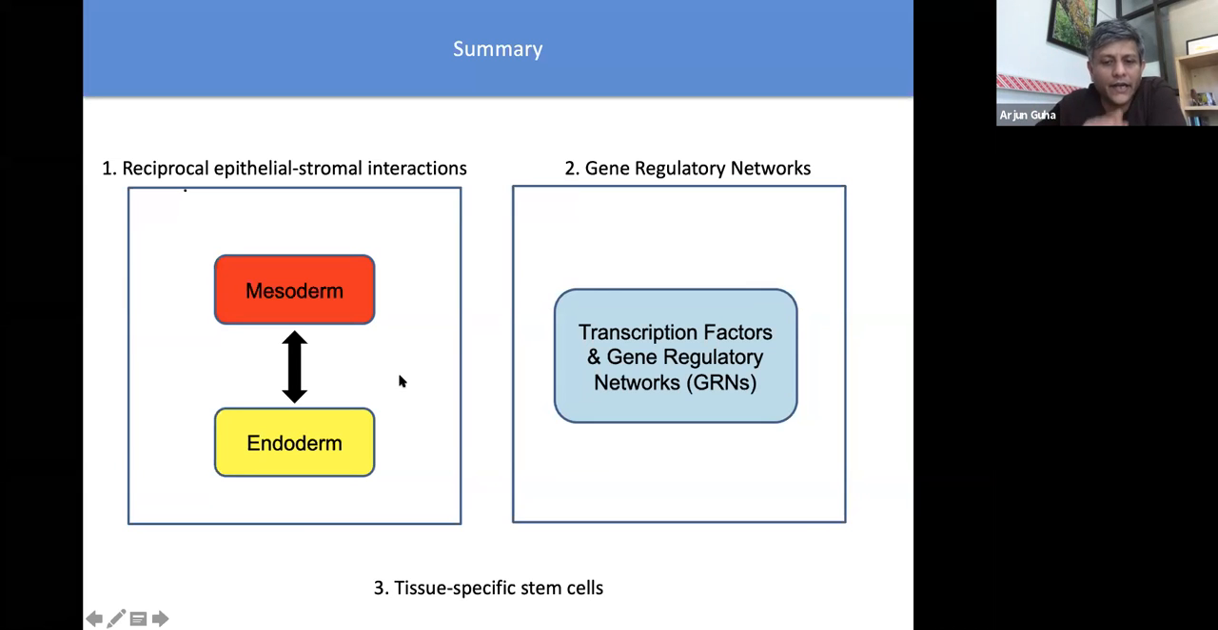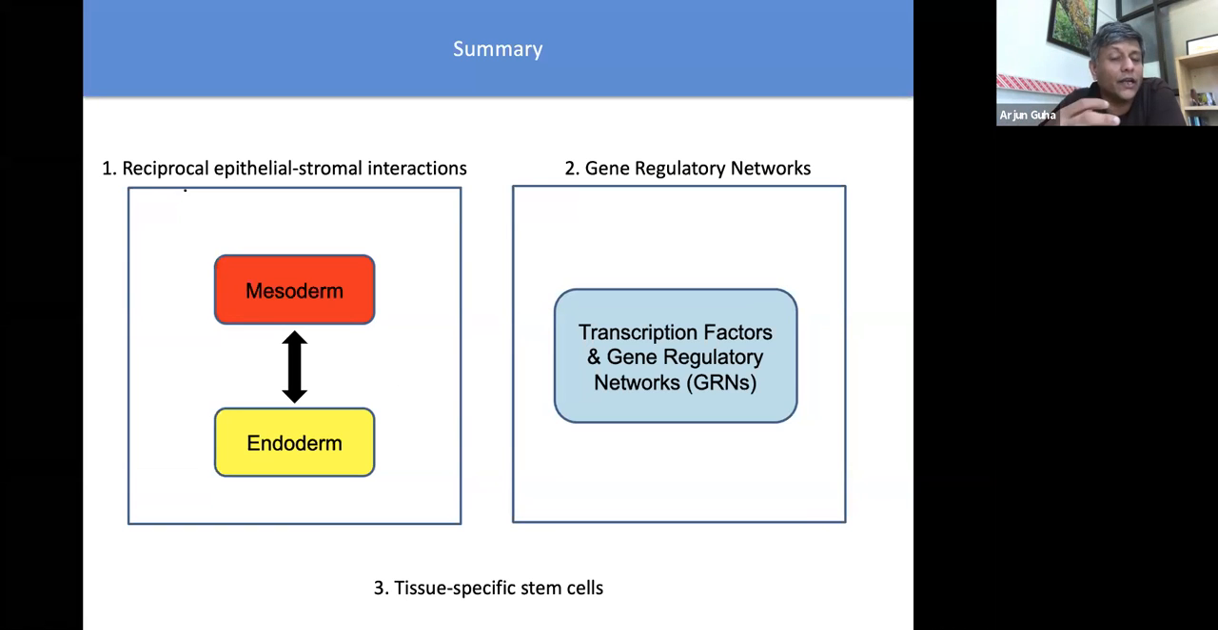So there are three key concepts that drive all of organogenesis, I think, in terms of processes. One is reciprocal epithelial stromal interactions. It doesn't matter whether you go back to the earlier stages of gut tube patterning and you think in terms of Wnt, FGF4, BMP, specializing the anterior versus the posterior end of the gut tube.